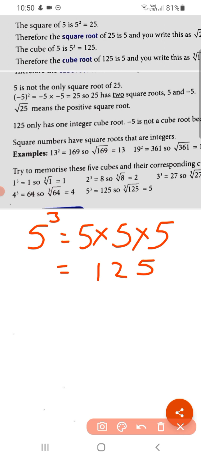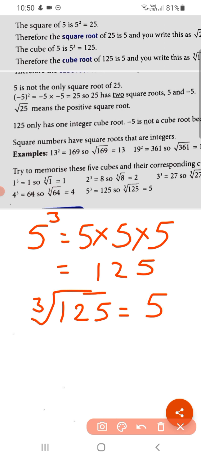So we can say that the cube root of 125, as you already learned about cube root, is equal to 5. 5 cubed is equal to 5 times 5 times 5, which is equal to 125. So we can say that the cube root of 125 is 5. This is how the cube and cube root are related. If you know the cube of a number, we can find its cube root also.